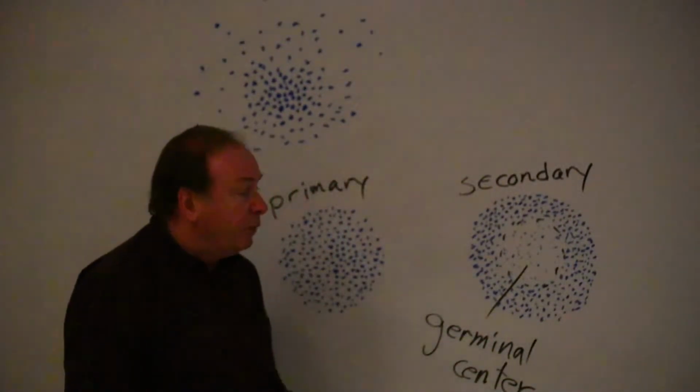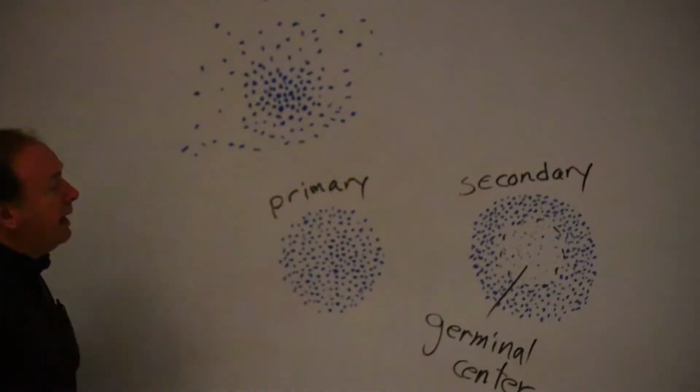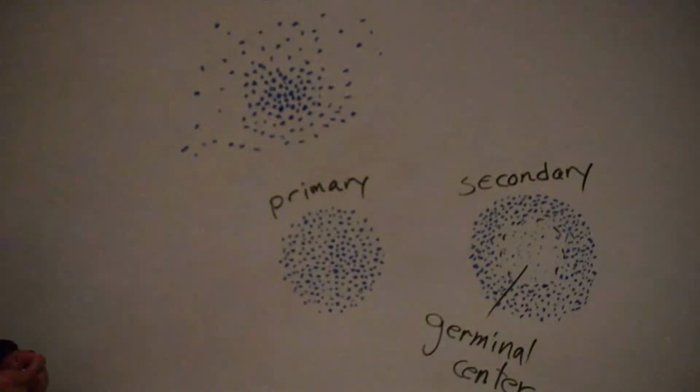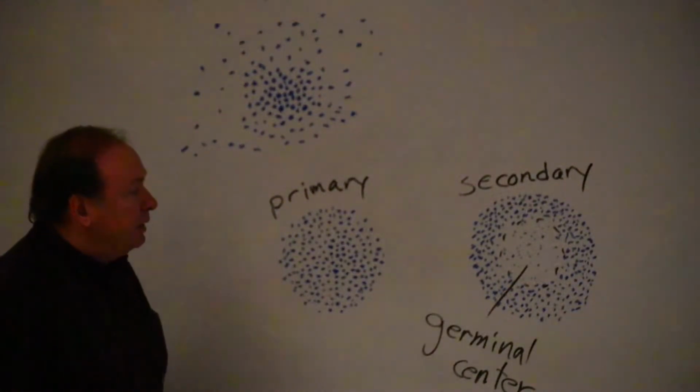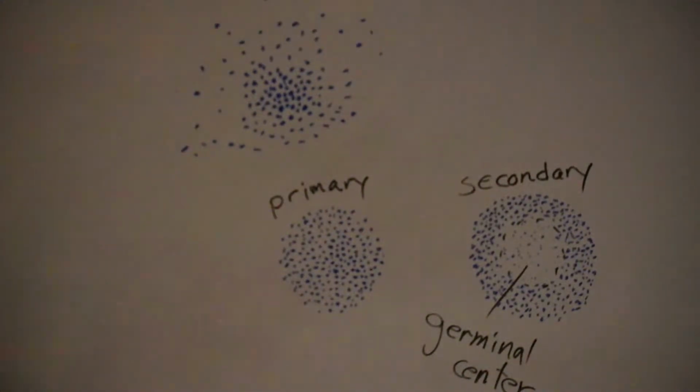Germinal means a point of origin, so there we're beginning some more cells, more lymphatic tissue, more lymphocytes to engage in the immune response that it's been stimulated to affect.